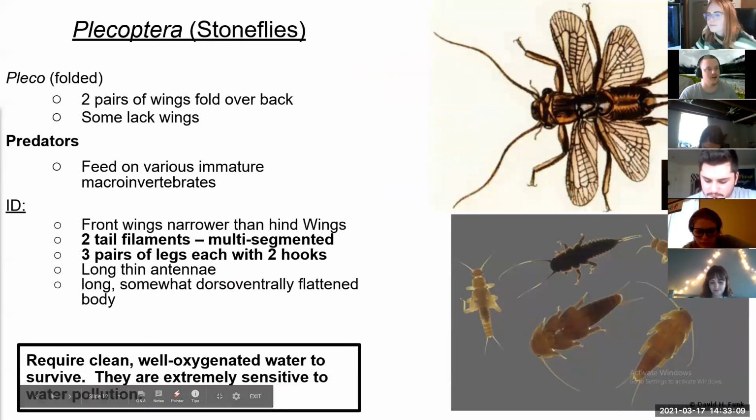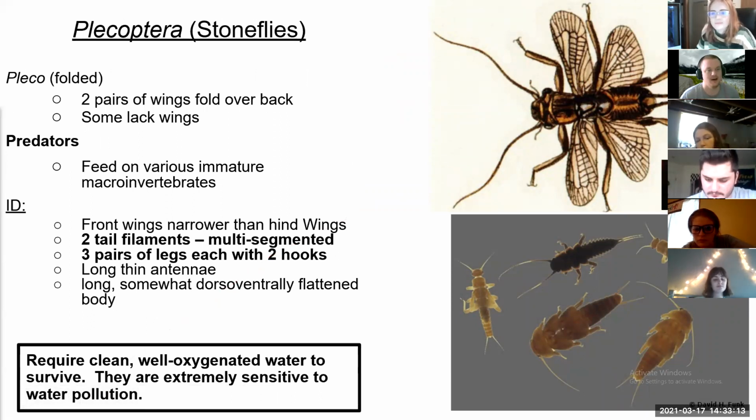So the next one we're going to talk about is Plecoptera. These are your stoneflies. Plico would mean folded. They have two pairs of wings, and I guess it doesn't show in this picture, but they will be folded back when at rest. Some lack wings, but we're not really going to cover those. That's just a very small amount of species that do that.